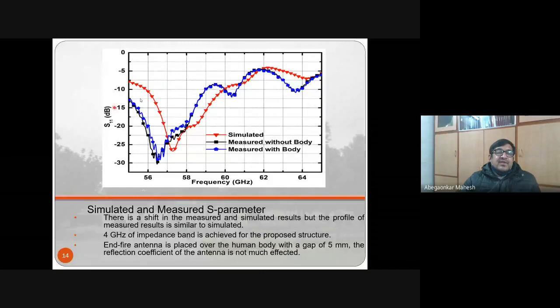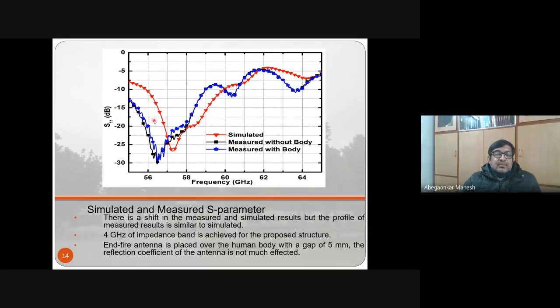So there are three curves here. The red one shows the simulated curve. And look at the frequency range here. It is from 55 to 65 gigahertz. So the red curve indicates the simulated return loss, simulated impedance matching. The black curve indicates the measurement without the body, and the blue curve indicates measurements with body.